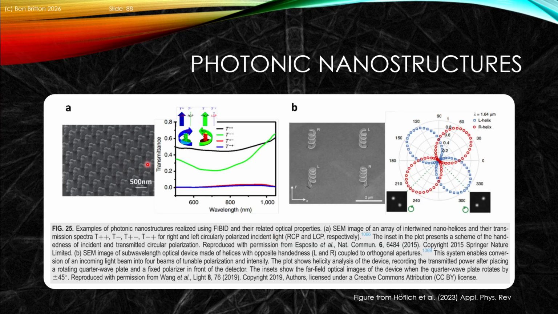This deposition method can be used for a range of approaches, one of which is, for instance, the creation of photonic nanostructures. This is a really nice example where we can have a series of photonic arrays that can have different character due to the handedness of these corkscrews in these photonic systems. This is an example where we can change the polarization related to circularly polarized light for these particular examples.